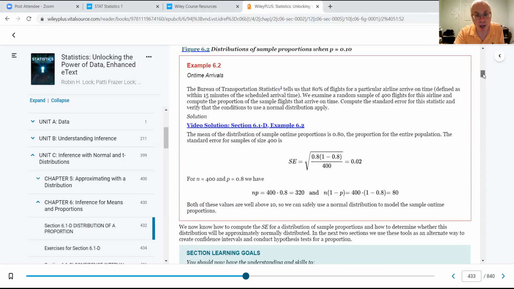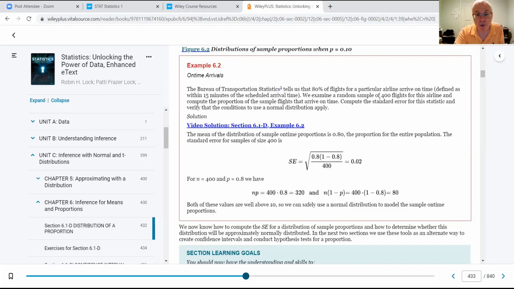All right, now, in this section, they show you how to calculate the standard error. It's very easy. And also they're showing you here how to make sure that n times p and n times 1 minus p are at least 10. In this case, when the proportion is 0.8 and the sample size is 400, as you can see, n times p is 320, n times 1 minus p is 80. They're both well above 10.